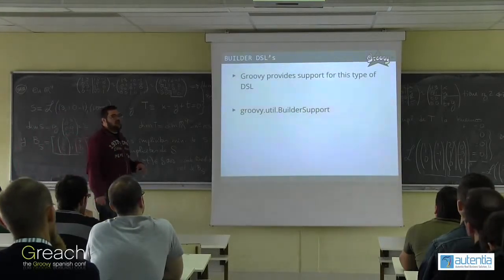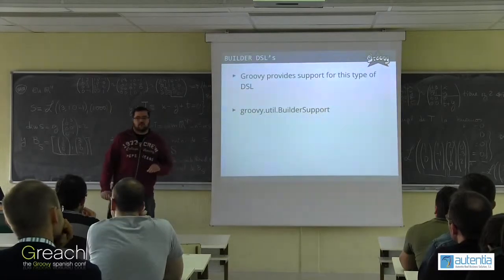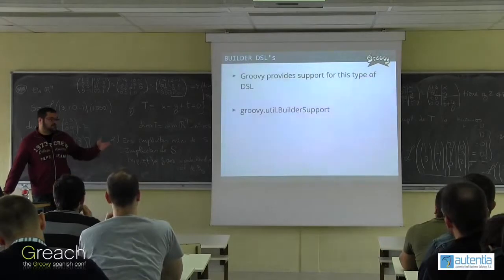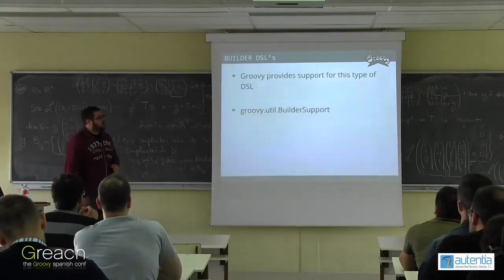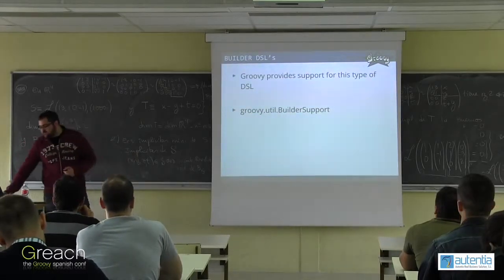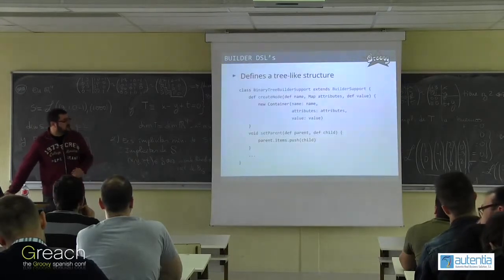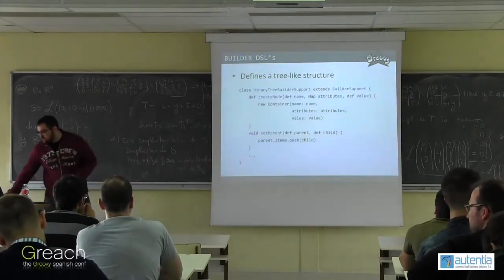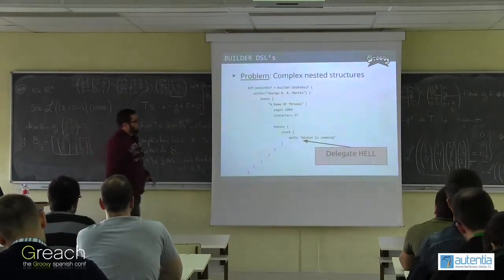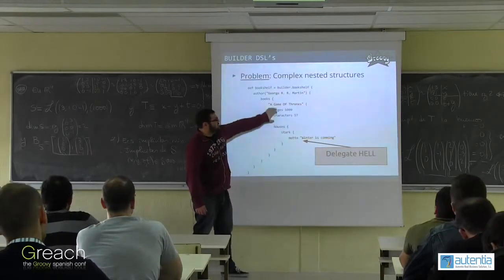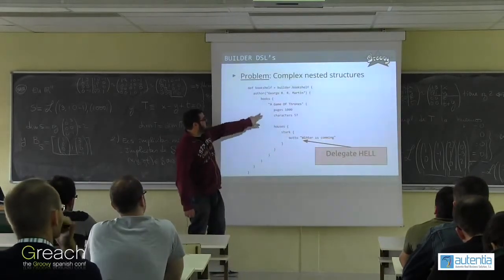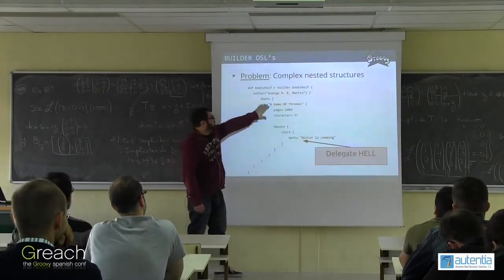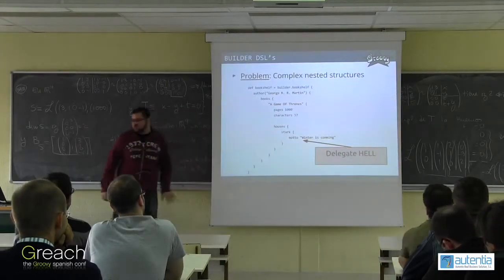Groovy has a very nice interface for this kind of DSLs. The class is BuilderSupport. The builder just defines a tree-like structure. So in our previous example, you could think of this as nodes that are related. I mean, books has a father node with children down.